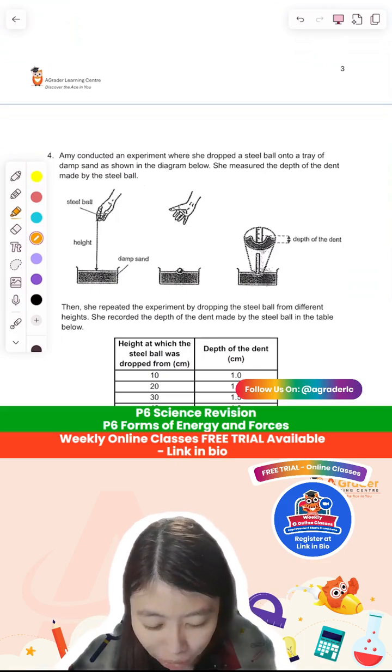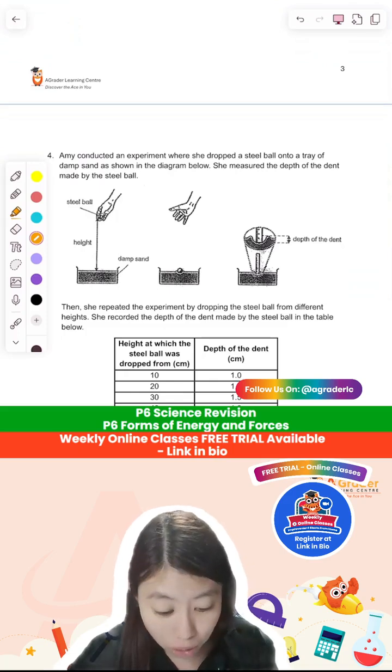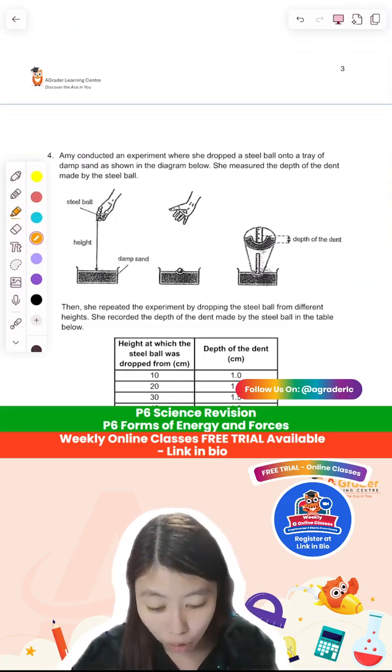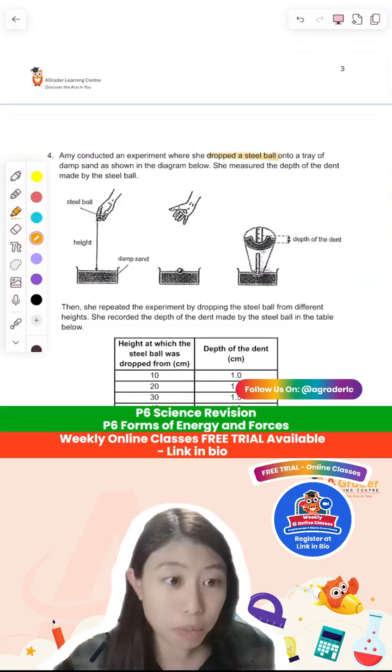Okay, so let's look at 4. Amy conducted an experiment where she dropped a steel ball onto a tray of damp sand. So over here, what happened is she dropped a steel ball.